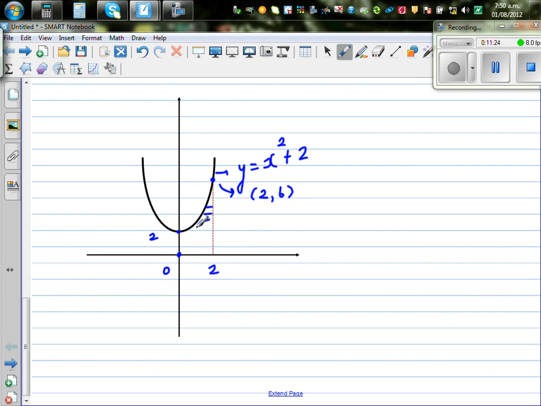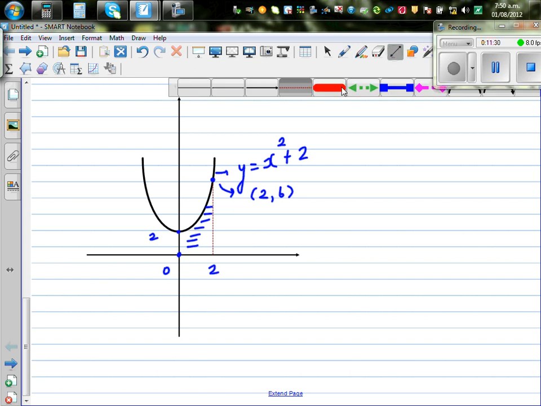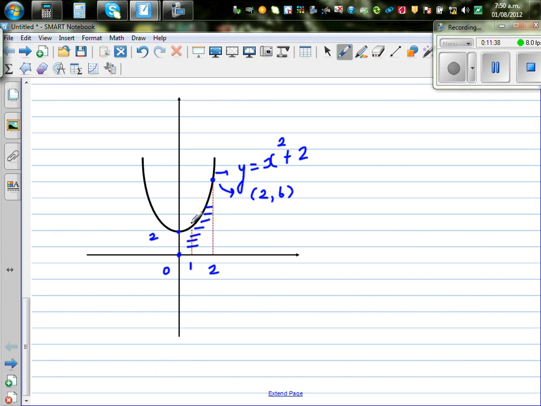Okay, so let's do, let me change this. Let me change, find from 1 to 2. Suppose we want to find this area. When x is 1, so this is 1. So this point is 1 comma 3, am I right? 1 comma 3, and we want to find this area. Okay, we want to find this area under the curve. Okay, so let me shade this.